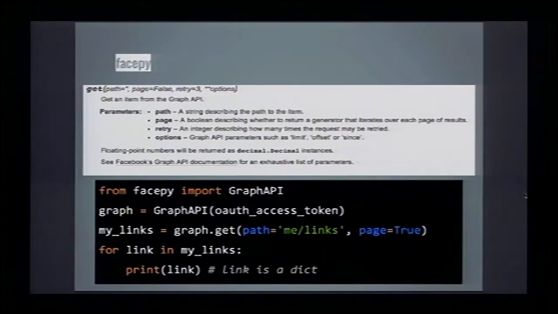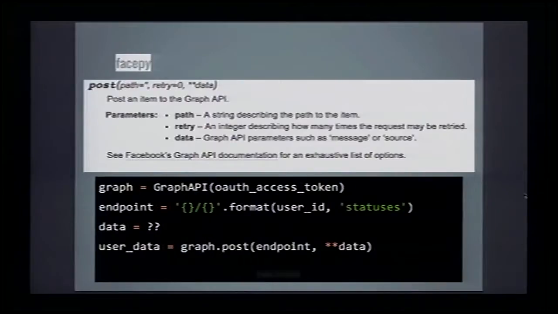this endpoint me/links, it will return for me not all the links on my Facebook wall. It will return pages of it, because it would be too much data to come at once. So instead, Facebook returns it in pages. So when I pass page true, when I iterate over the response, FacePy will automatically fetch new pages. So I don't have to worry about getting the next page and the next page. I would just work with the links it returns. Also, the returned links are Python dictionaries. All right. So the next method is the post.